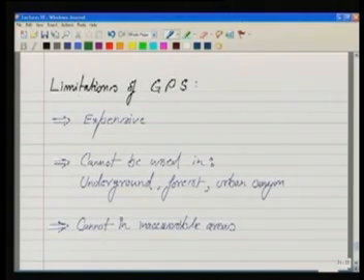Well, at the same time, we should also see some limitations of the GPS. One, it is expensive. If you are going for very accurate GPS, we need to go for geodetic positioning or geodetic receivers, and the geodetic receivers will cost highly. While there are receivers which will cost only 10,000, 15,000 rupees, the geodetic receivers will cost about 10 lakh rupees.